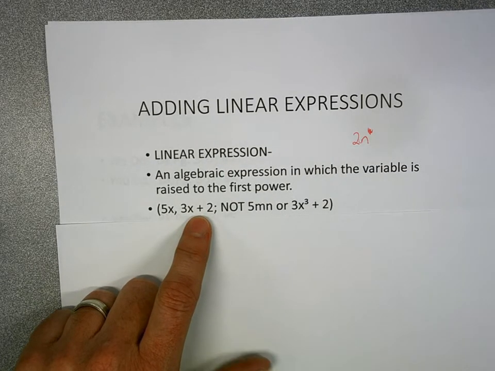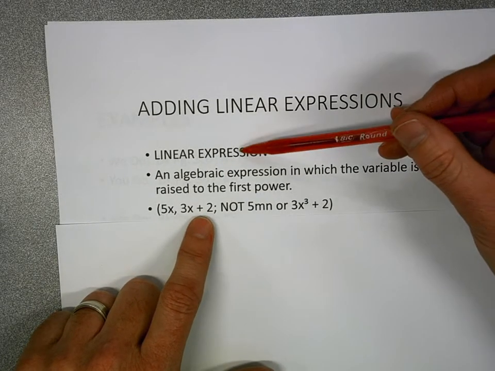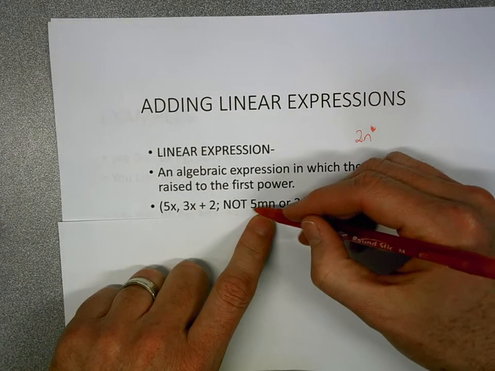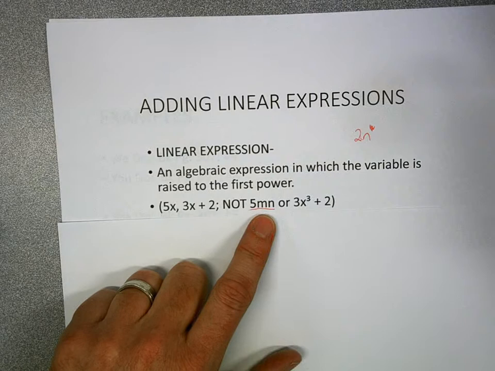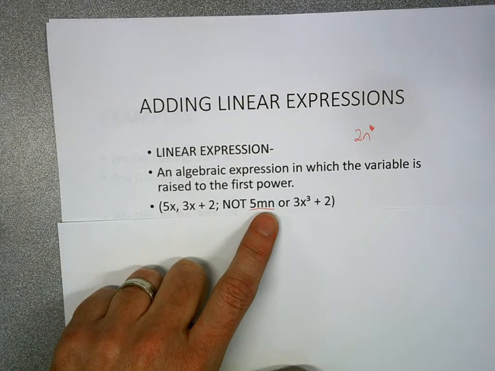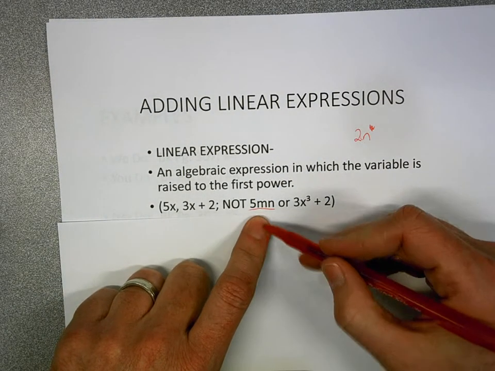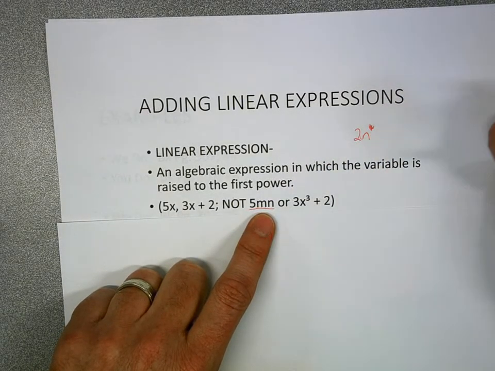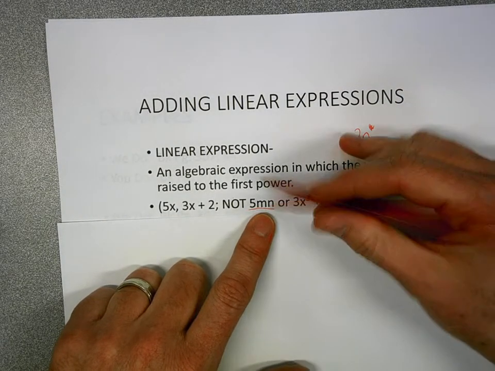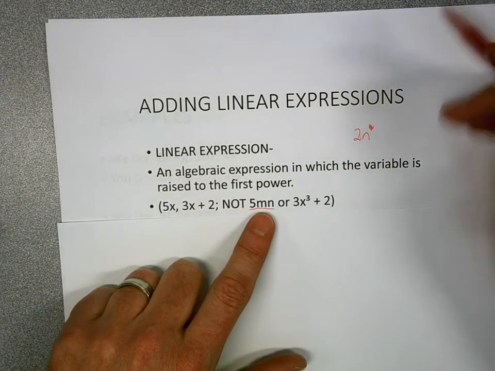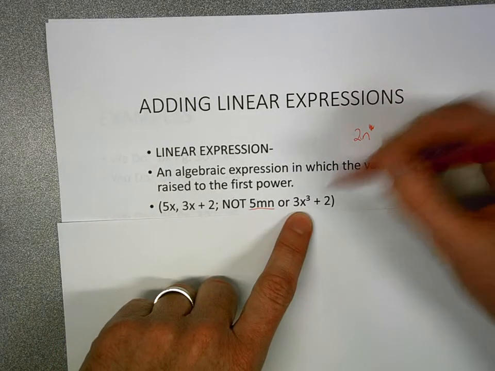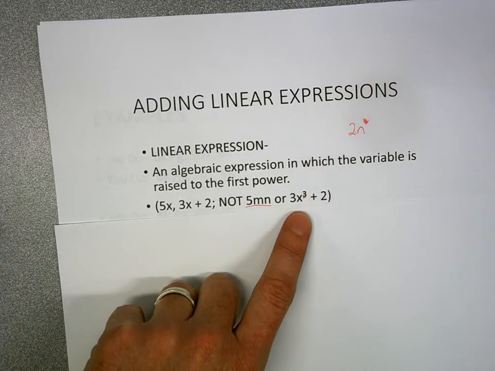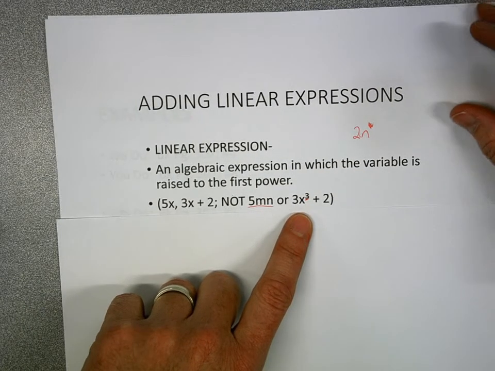Now here are some expressions that are not linear expressions. One would be something like 5mn. And you say, well, Mr. Wilkins, they're both to the first power. Yes, but what your book doesn't tell you is that x and the other letters are the variables. You can't have more than one multiplied together. So 5mn is actually not a linear expression. Neither is, and this is a little easier to notice, 3x cubed plus 2. Obviously, right? Because it has an exponent of 3.